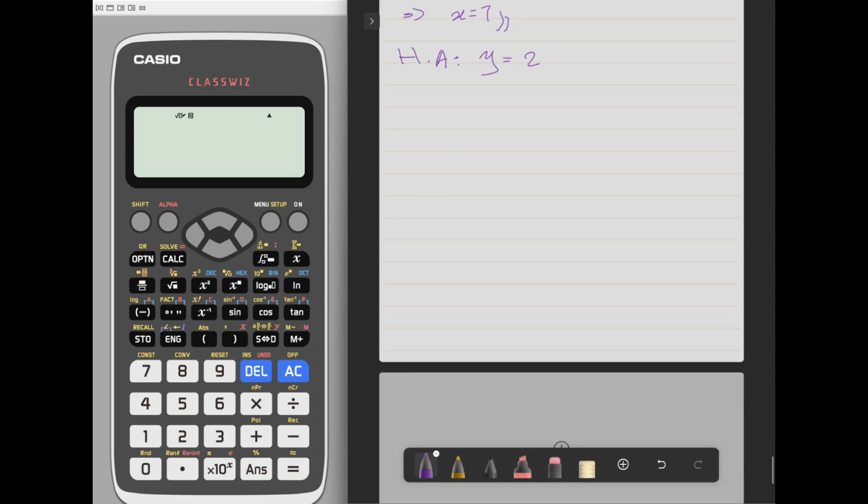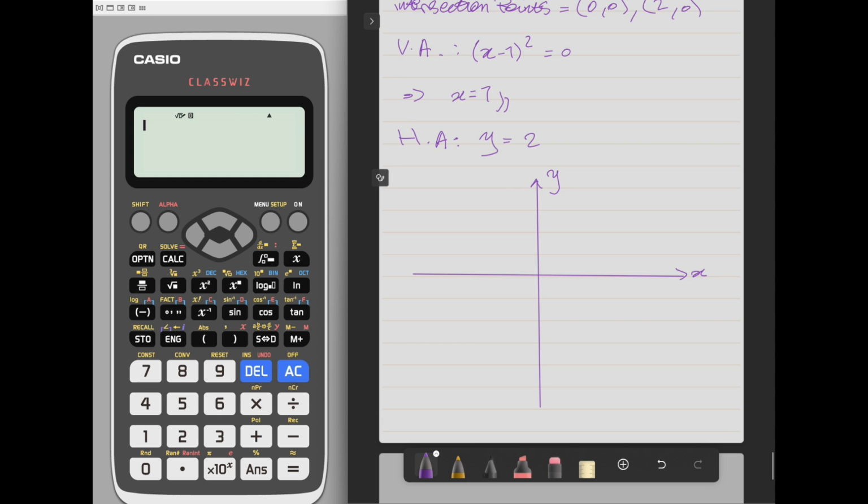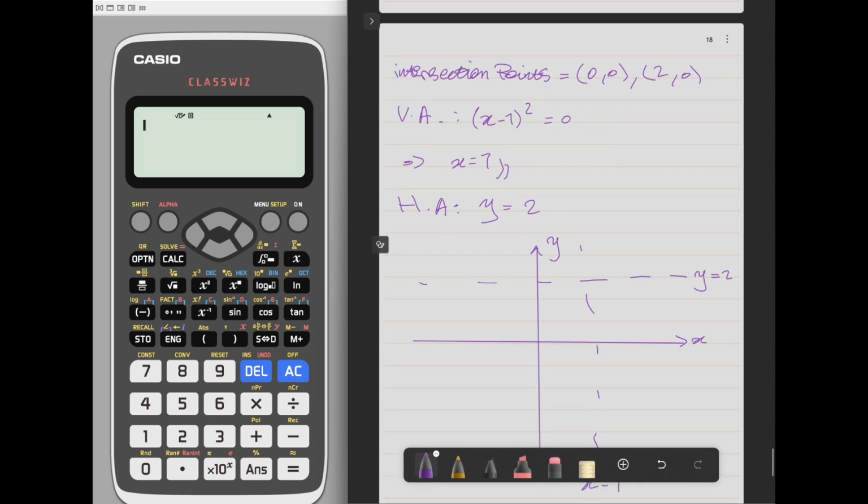So as for my sketch, I have everything here, so I can sketch the graph now. Right, y, x. And then it is going to be x equal to 1, my vertical asymptote. Y is equal to 2, my horizontal asymptote. And then I'll have 0 and 0, one intersection point here. And 2 and 0, one intersection point here, which is 2 here.